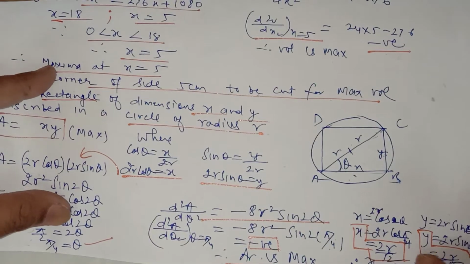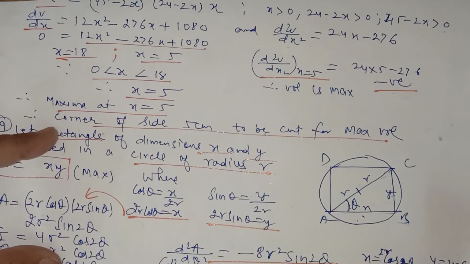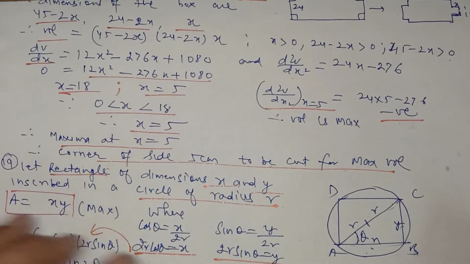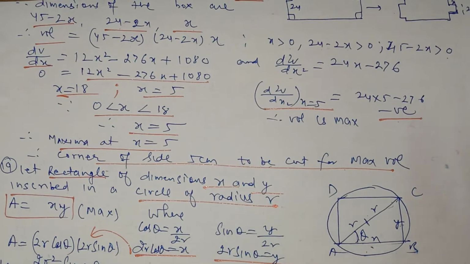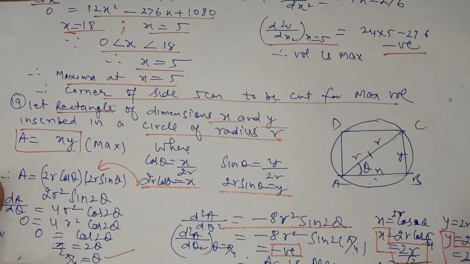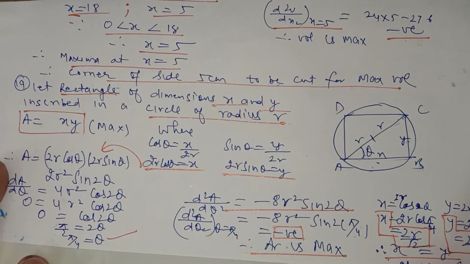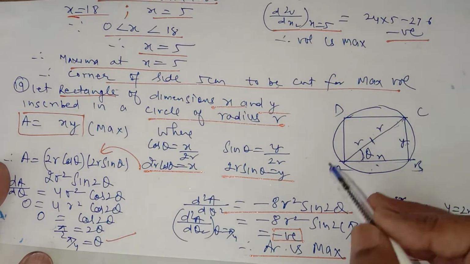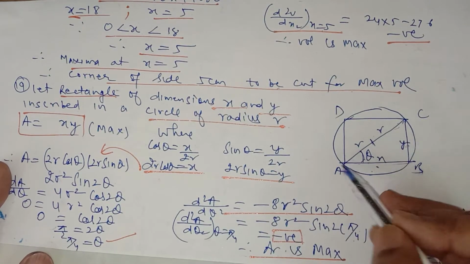So it is a good question in which a rectangle is inscribed in a circle of radius, let us say r, and you have to prove that when its area is maximum, then it is a square. So to prove that it is a square, you have to prove that its length and breadth will be equal. Now we can simplify this area by using the Pythagoras theorem also.